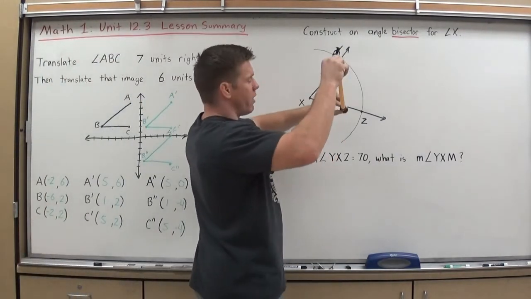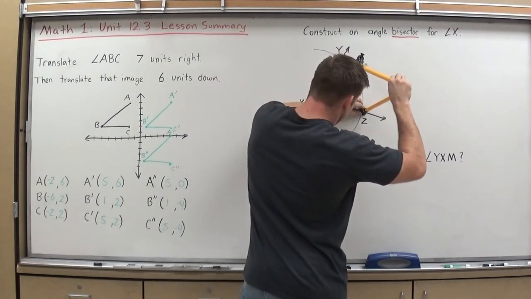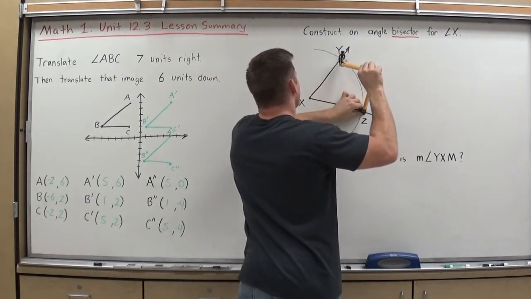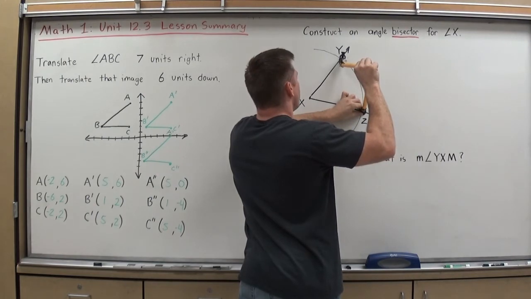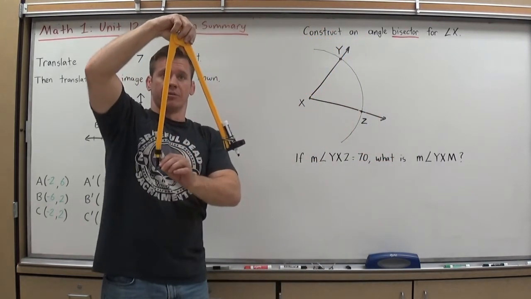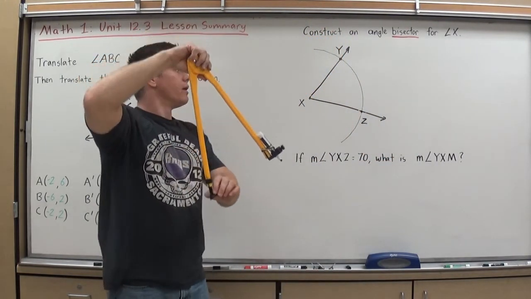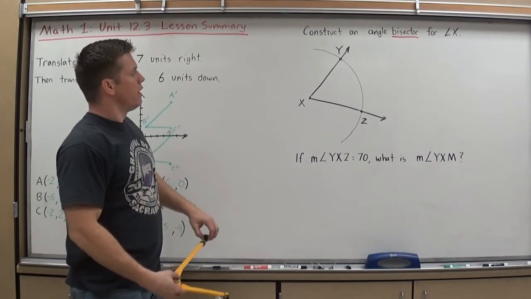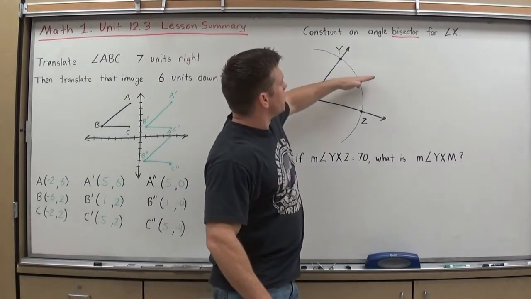Now I need to set my compass to an exact size. It needs to be the exact distance between the 2 intersection points you just found. So I'm setting my compass to that distance. I'm going to freeze it in that position. I don't want to lose that. So now it's the distance of YZ. And my second bisector is going to split out here somewhere.